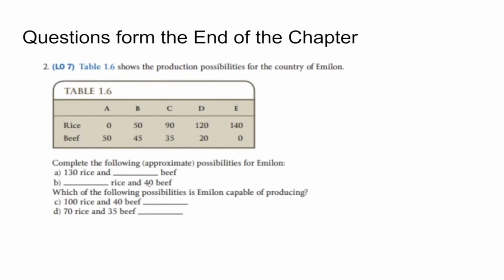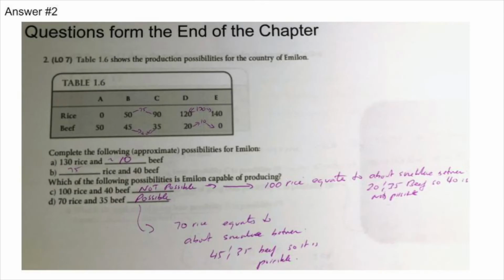B says blank rice and 40 beef. Well, let's take a look at beef. We do not have 40 beef in the list, but 40 beef falls between 45 and 35, which is combination BC. So that means that the rice must be halfway between 50 and 90. So the difference is 40, so that would be 20. So about 70. So that would be about 70 rice equals 40 beef.